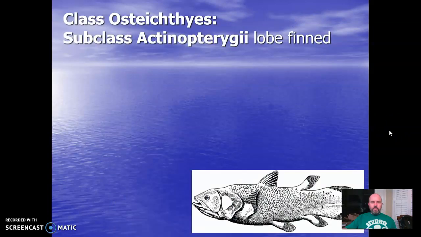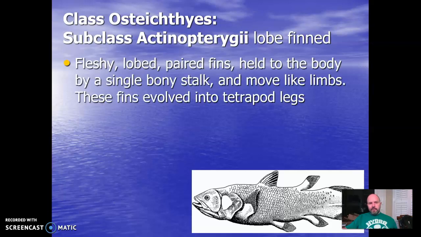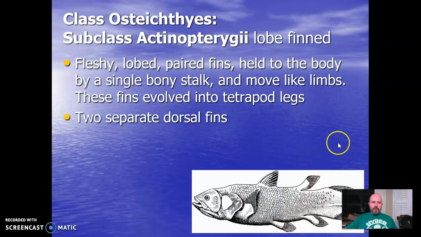And that brings us to class Osteichthyes, subclass Actinopterygii, the lobe-finned fish. This is a much smaller group. Fleshy, lobed, paired fins are held to the body by a single bony stalk. They move like limbs. The fins evolved, we think, into modern tetrapod legs. And you can see from this picture the difference between those rays sticking out on the fins to a big lobe of flesh that actually has bones sticking out into it. And then they have some of those rays extended out from there.